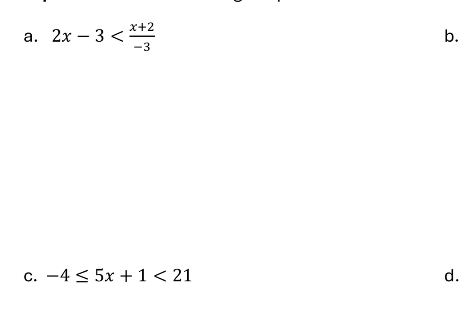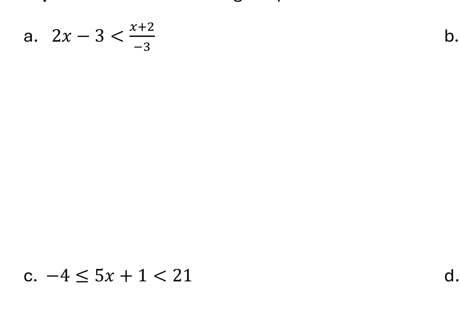Example A, we have 2x minus 3 is less than x plus 2 over negative 3. Now, when we looked at solving equations that contained fractions, remember that we can either write everything with the same denominator. And actually, for this one, to get rid of divide by negative 3 on the right side, we can go ahead and multiply by negative 3 to both sides.